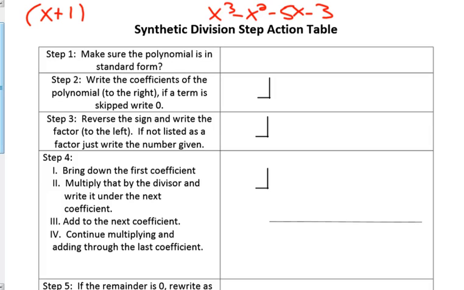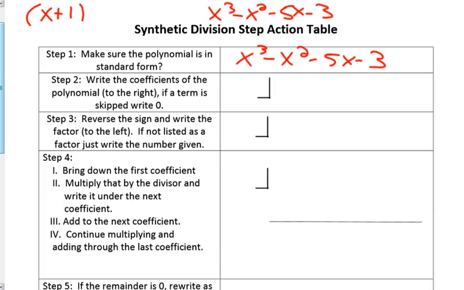Alright, so the first step says make sure the polynomial is in standard form. Is it in standard form? Yes. So we're going to go ahead and write. Am I missing any terms? Yeah, you write it on your pink sheet of paper. Are we missing any terms? 3, 2, 1, no variable. We're not missing any terms. Okay? Jose, are you writing?